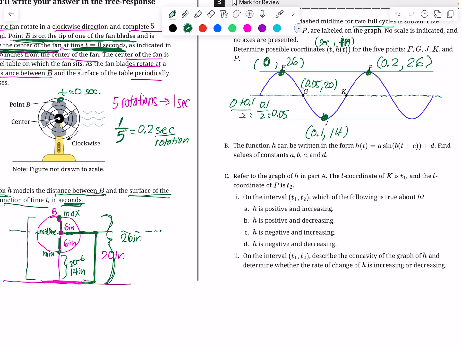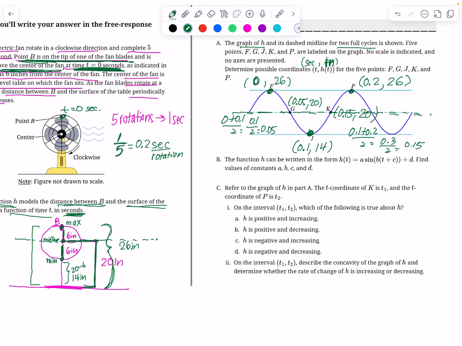Now, just like we did the half between here and here, we're going to do the same thing, the half between here and here. So I'm going to do 0.1 plus 0.2 divided by 2, which is 0.3 divided by 2, which is 0.15. So it's 0.15, and notice that the midline is still 20 inches. So we finished all the coordinates, so that part we're done. So part A is finished. And now let's look at part B.